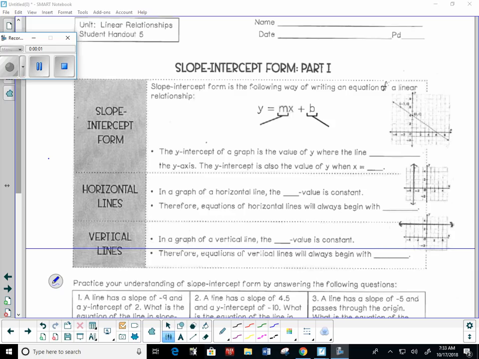We are back, and now our part two of what we're working on today is the slope-intercept form. The slope-intercept form is y equals m times x plus b. Just remember, right here, side by side means that we're multiplying. M times x plus or minus b. The slope-intercept form is the following way of writing an equation of a linear relationship.